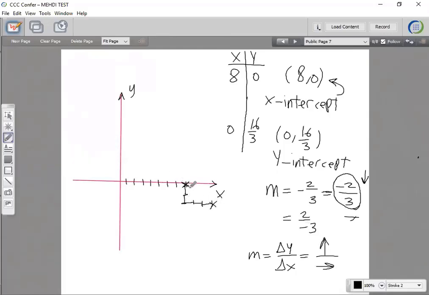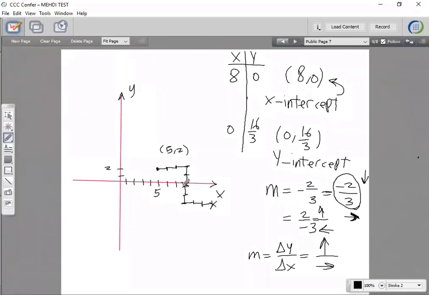Or I could say from this point, if I look at the slope being 2 over minus 3, it means if I go up 2 units and 3 to the left, 1, 2, 3. So we land on different points. This is 1, 2, 3, 4, 5. This is 5, and this is 2. So this point here would be 5 and 2. That would be another point on the line.